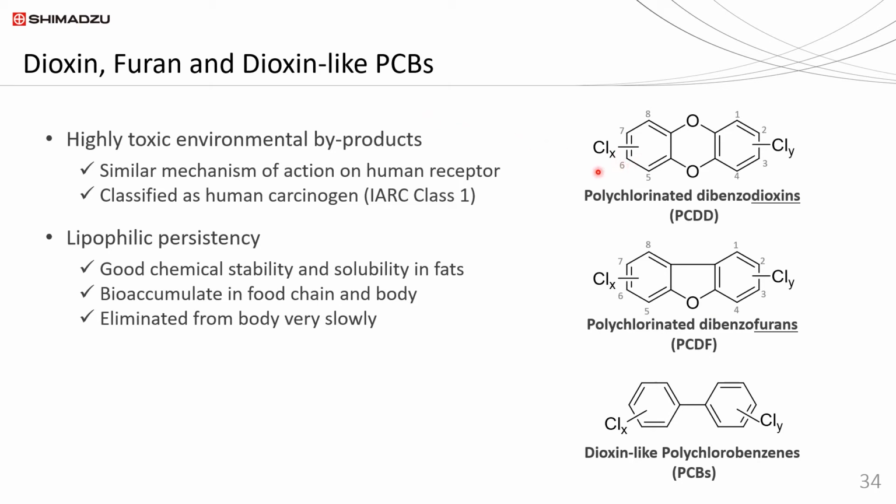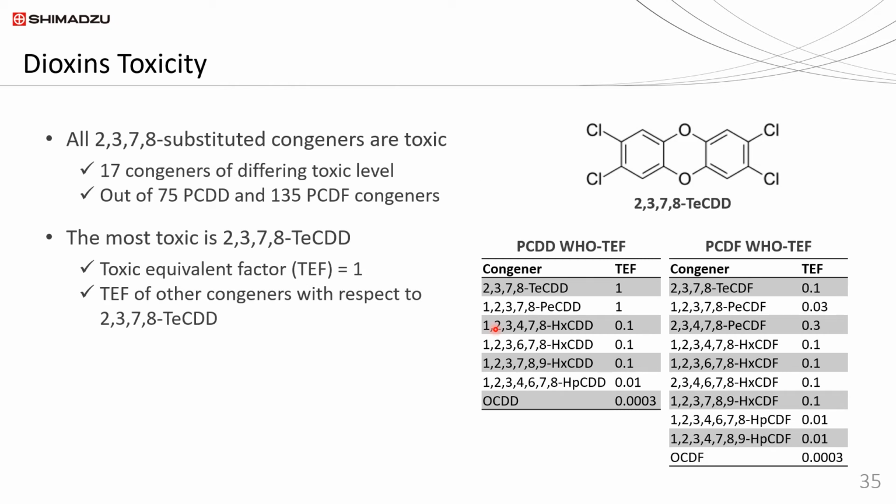The structure of the compounds usually consists of two chlorinated phenyl groups. Dioxin PCDD, PCDF furan, and dioxin-like PCBs have very similar chemical structures. And due to their lipophilicity and persistency, it is very difficult to eliminate them from our body. The 2378 TCDD is considered by WHO, the World Health Organization, to be the most toxic dioxin.